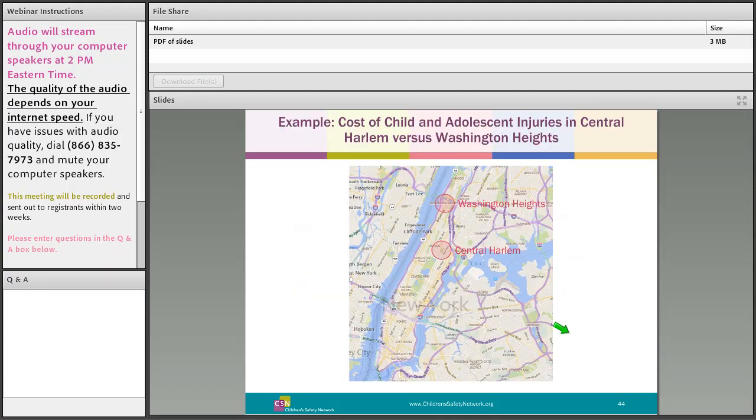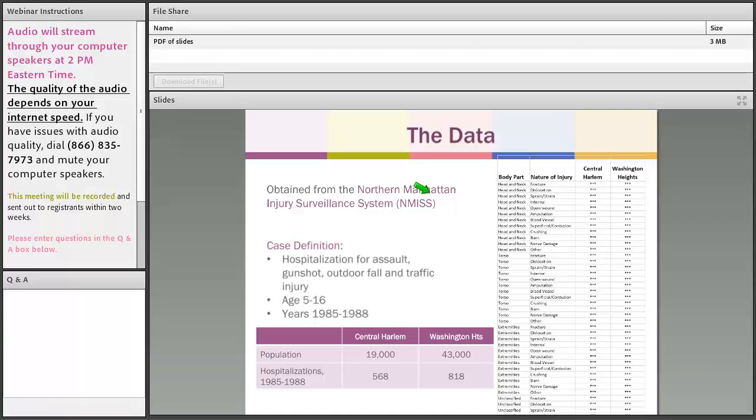So could you do these cost analyses yourself? This is where I thought we would present a real-life analysis. This is something we did about 10 or 12 years ago, so the data are a little old, but I thought it'd be a really good example of how feasible it is for you to do your own cost analyses with just the right tools like WISQARS. So the backstory on this was that pediatricians in Central Harlem were seeing a lot of injuries to kids, and they wanted to know if their injury rates were any different from neighboring Washington Heights.